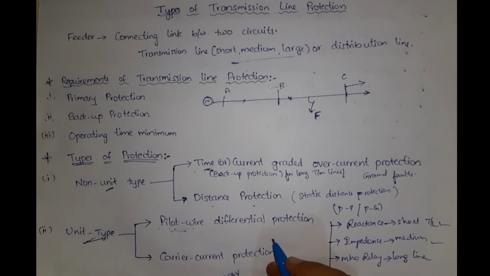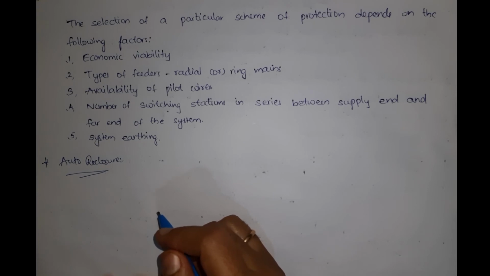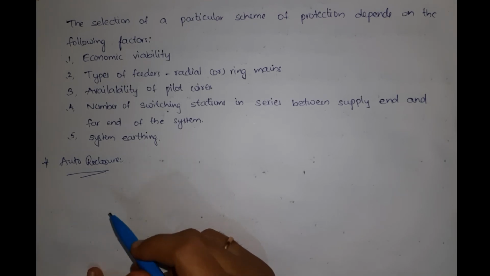Apart from all these concepts, there is one more important point to be taken care of while selecting the type of protection scheme, that is auto reclosure. So what is this auto reclosure? Generally, when small faults occur in a power system, they have the capacity to recover by themselves. The fault may be cleared by itself. So that is auto reclosure.